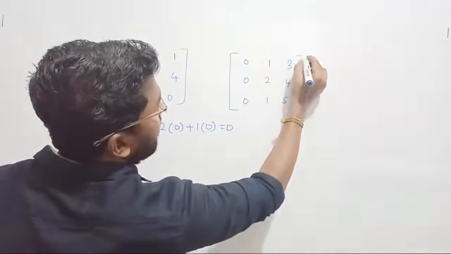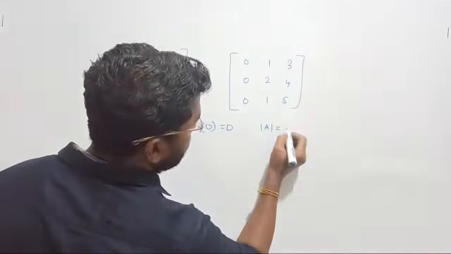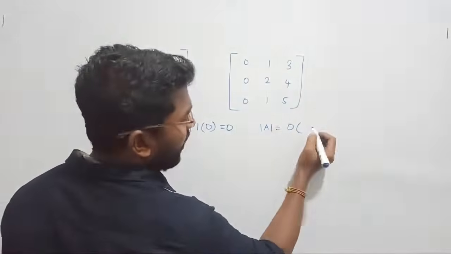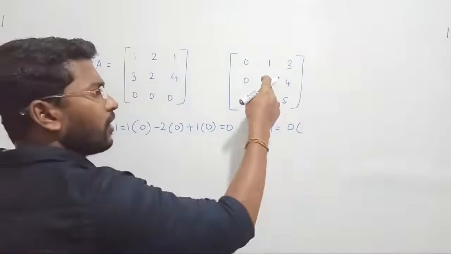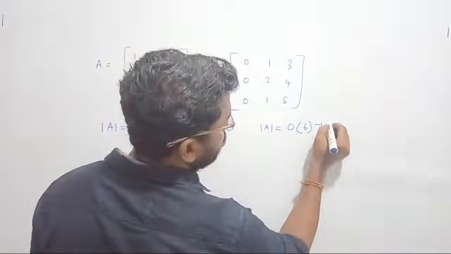Can you find out the determinant for this matrix? Let's see what happens. If I find the determinant for this matrix, first I select 0, and 0 into anything will give you 0 only. Anyway, 5 into 4, that is 20 minus 4 will give you 16. Second, I have to choose minus 1.